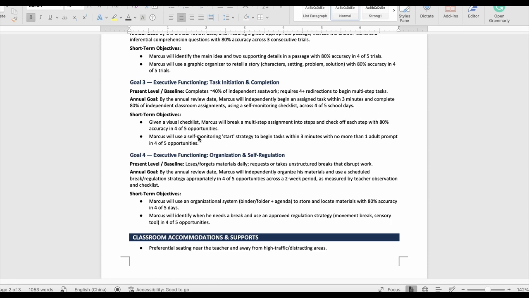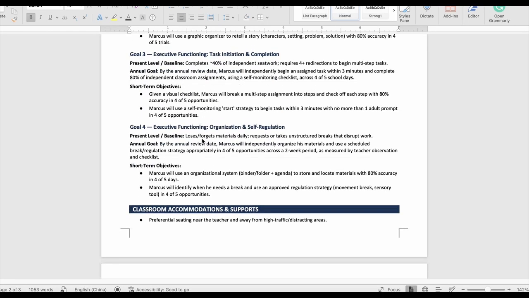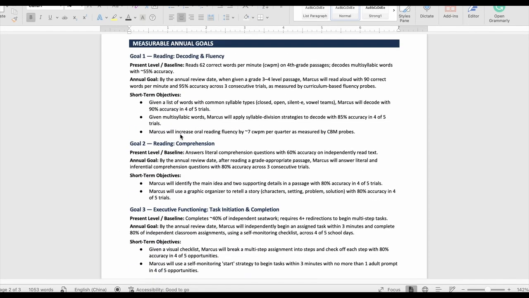That's the whole point of these objectives with this goal. And then he needs to use an organizational system, and he needs to identify when he needs a break. We are going to do these goals every single day, but they don't need to have a lot of actual instructional time. They need check-ins, they need monitoring. So that's a little bit different. So when I'm building my instruction, I know that I just need to give some check-in time on this, but I don't need to make it a major part of the time that we have together.